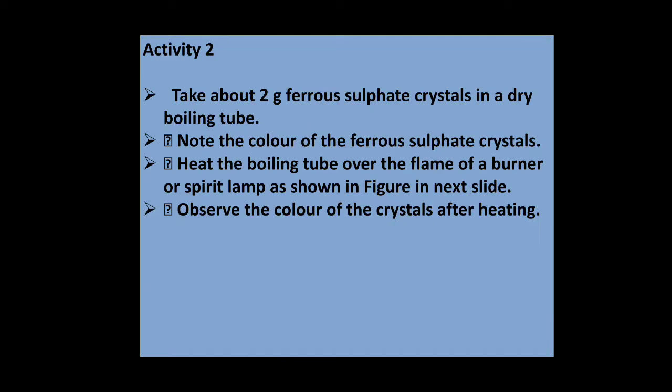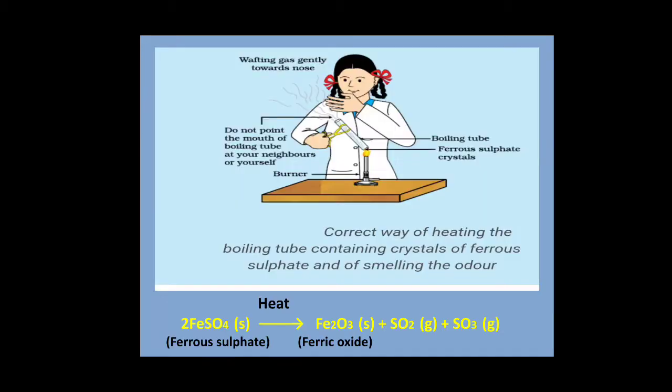Next we have an activity. Take about 2 grams of ferrous sulfate crystals in a dry boiling tube. Note the color of the ferrous sulfate crystals. Heat the boiling tube over the flame of a burner or spirit lamp as shown in the figure in the next slide. Observe the color of the crystals after heating. So we have to do this activity.